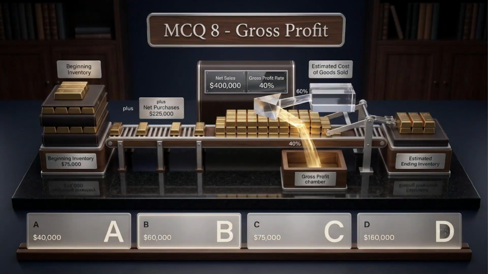MCQ 8 uses the gross profit method. Beginning inventory is $75,000. Net purchases are $225,000. Sales are $400,000.